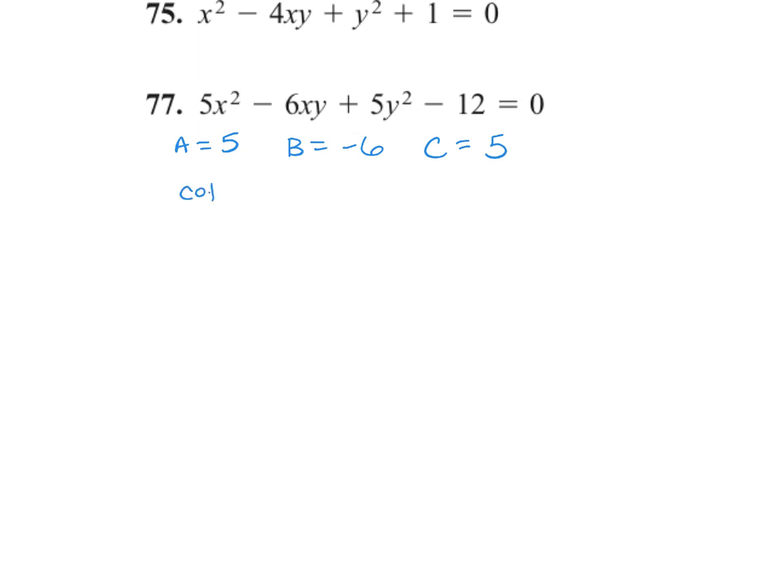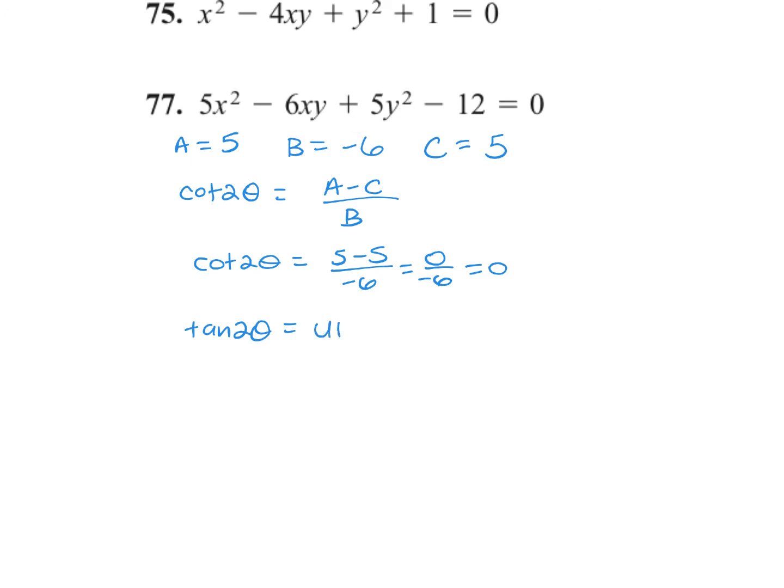So cotangent of 2 theta equals A minus C over B. And you get 5 minus 5 over negative 6, 0 over negative 6, which is 0. So now I'm going to flip it. Tan 2 theta is equal to undefined, and that's pi over 2. Good. So 2 theta equals pi over 2. Divide by 2. Theta is pi over 4.